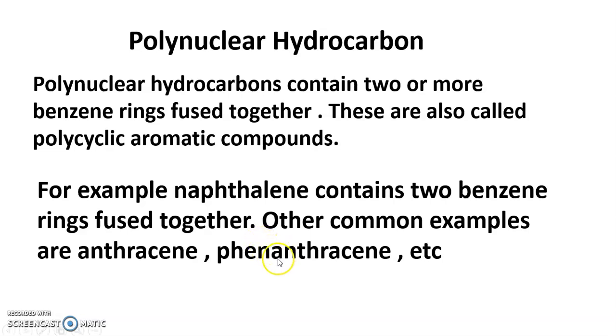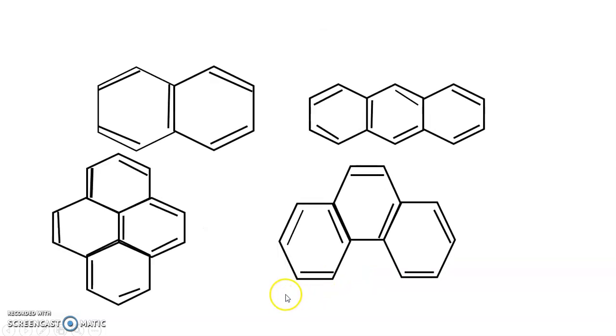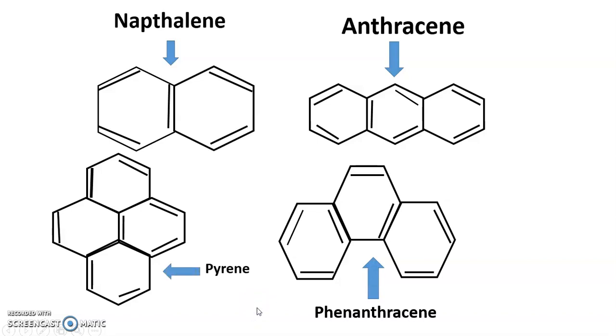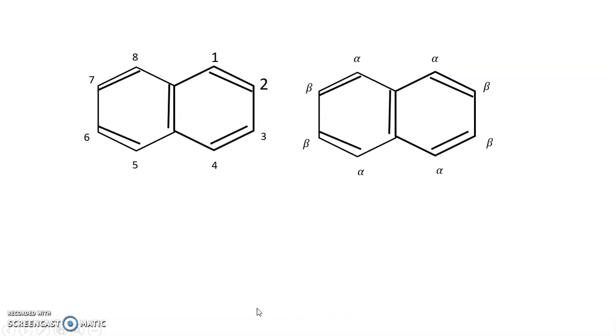Other common examples are anthracene, phenanthrene, etc. This is naphthalene, this is anthracene, this is phenanthrene, this is pyridine.